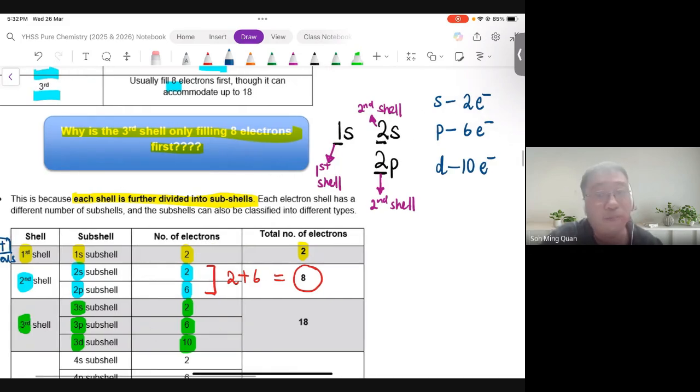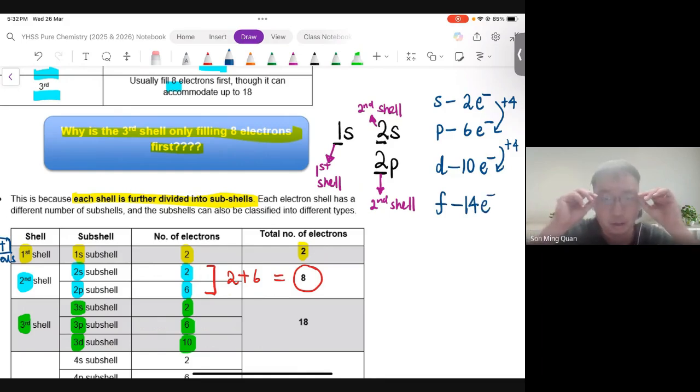From s to p to d, you can already see, right? I am increasing by 4 electrons each time. So the s holds 2 electrons, the p holds 6, the d holds 10. So I'm sure you can predict the next one is called f. The f subshell can hold 14 electrons. All right? And that's why this is called the spdf notation for writing electronic configuration. The s, p, d, and f refer to the subshells.